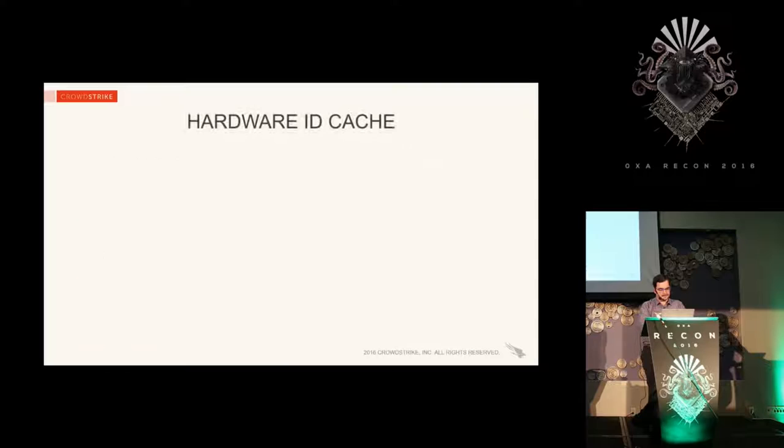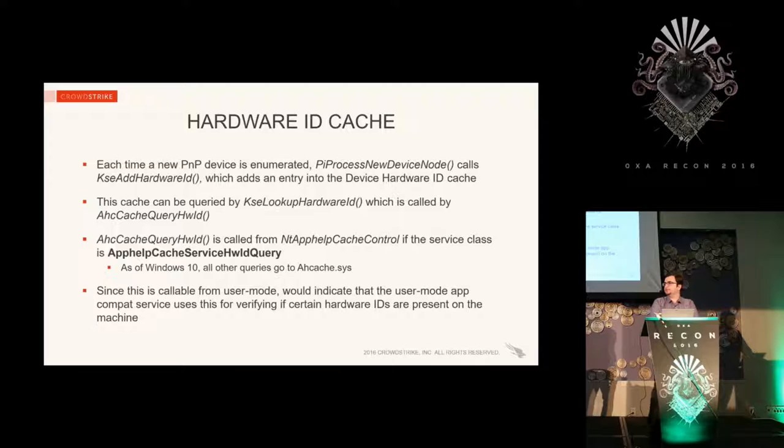KSE also implements a hardware ID cache. I'm not 100% sure what this is used for, but anytime Plug and Play discovers a new device, it captures the whole hardware ID and adds it into another cache database. Then there's an app help function, NtApphelpCacheControl, that you can call from user mode, which is used by the application helper service. This basically lets you query the hardware ID, so it's a very simple way of knowing whether this hardware is present on your machine. All the plug-and-play hardware is enumerated in this cache, and the application helper in user mode can just call it and say, dump me all the hardware IDs, or tell me if this hardware ID is present. Kind of weird, because the plug-and-play manager already knows, and there are APIs for that, but this is Windows. There are always like 10 different ways of doing something and 15 different things that store the same information. So that's another thing you can dump from user mode: all the hardware IDs on the machine.